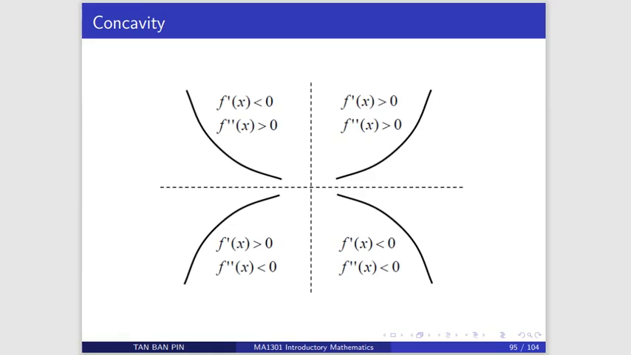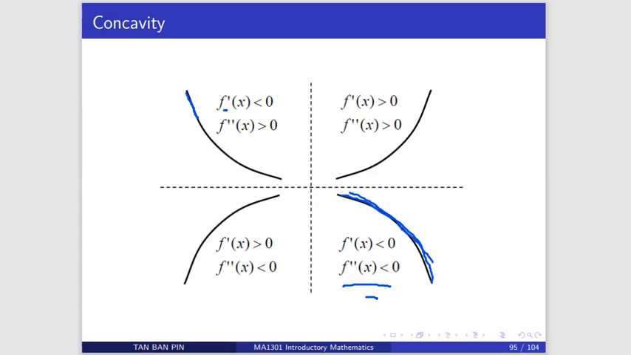And here there are four cases. f prime x less than 0 will be decreasing. So it will be these two cases. These two cases are decreasing. Then if f double prime is positive, it tells you curving up. So it has to be this way. If f double prime is negative, it tells you curving down. So it has to be this case.